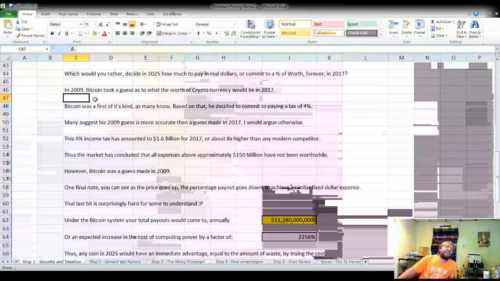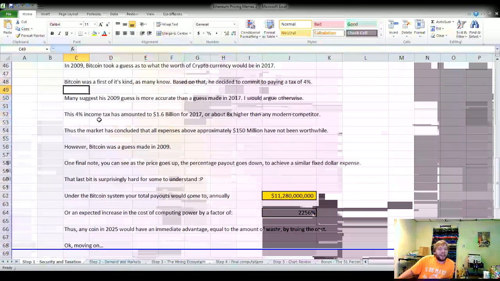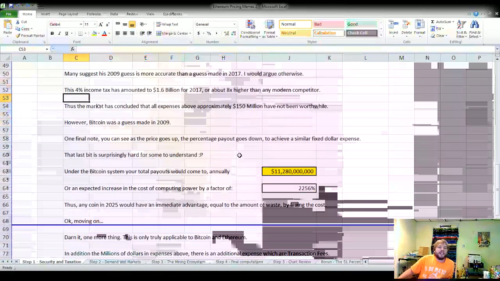In 2009, Bitcoin took a guess as to what the worth of cryptocurrency would be in 2017. Bitcoin was the first of its kind, and based on that, he decided to commit to paying a tax of 4%. Many suggest his 2009 guess is more accurate than the guesses made in 2017. I would argue otherwise. This 4% income tax has amounted to $1.6 billion for 2017, or about 8 times higher than any other modern competitor.